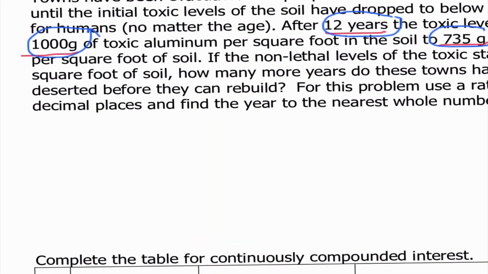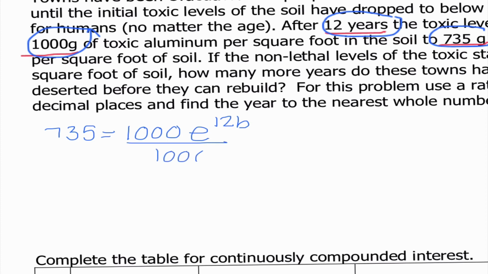So we're going to say after 12 years, there are 735 grams. Our initial amount was 1,000 grams. And this was after 12 years, so 12 is our t-value. We do not know what the rate is. So I'm going to have to begin by dividing both sides by 1,000. And so I have 735 over 1,000 equals e to the 12b.